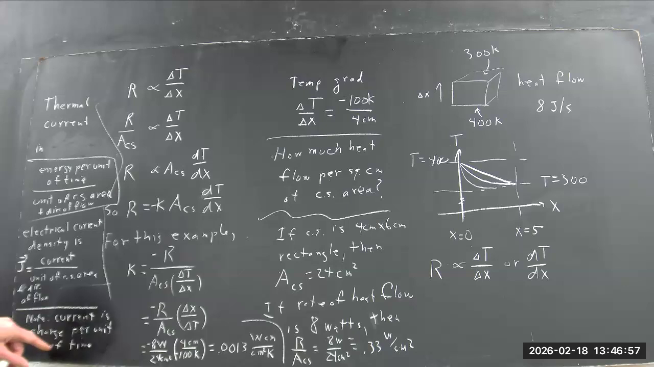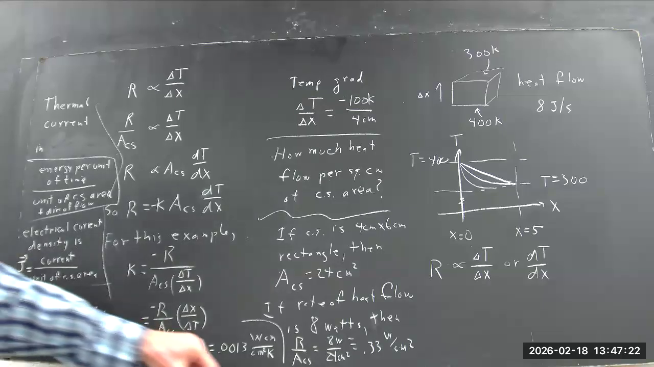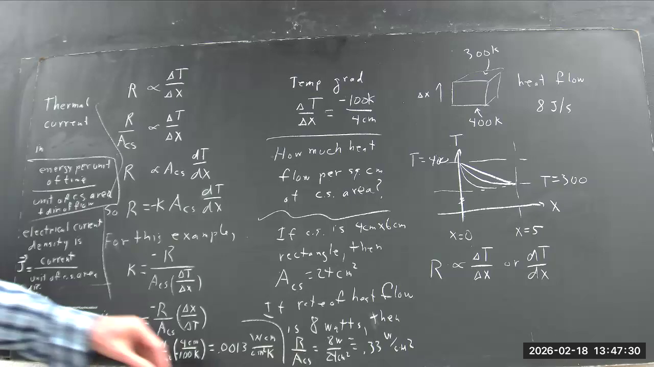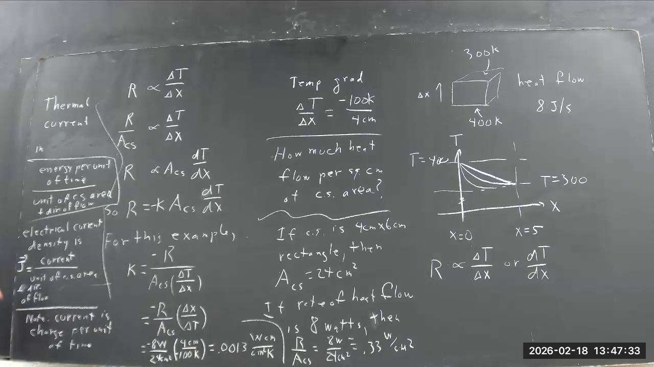Okay, that might be a little hard to read. So I'll note that current is charge per unit of time, so that this J thing, having current per unit of cross-sectional area, is just charge per unit of time per unit of cross-sectional area. Whereas up here we had energy per unit of time per unit of cross-sectional area. So the two expressions have an identical form. And they're also vector quantities.